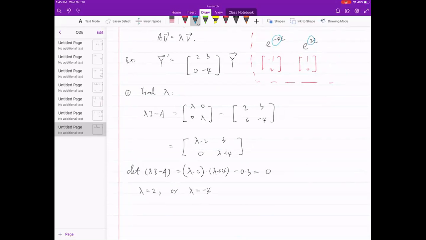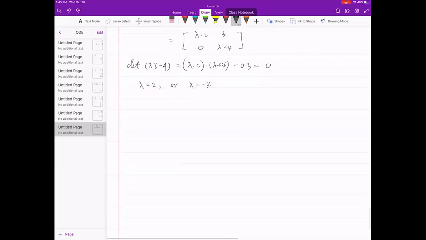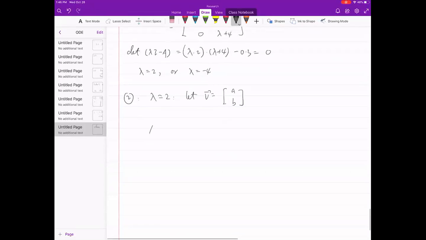Okay. Now the rest is to try to find the eigenvector. For now, you're pretty confident. For eigenvector 2, I should get (1, 0). For eigenvector -4, I should get (-1, 2). That's the solution, right? Okay, let's try that. Lambda equals 2. That means let v equal (a, b). We don't know a, b. So Av equals 2v.